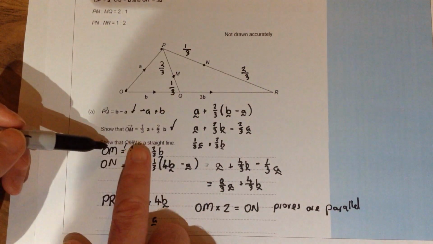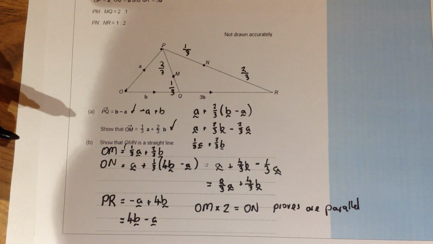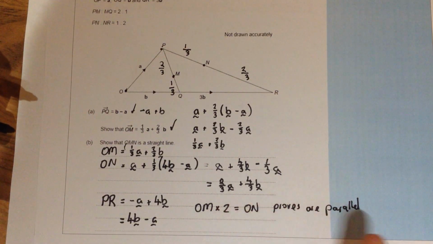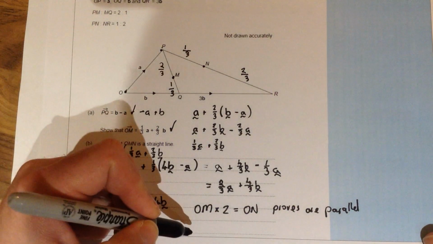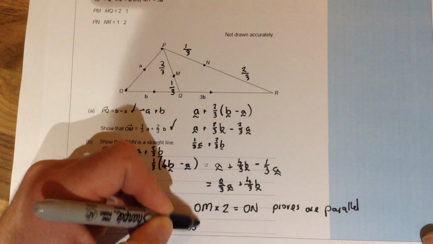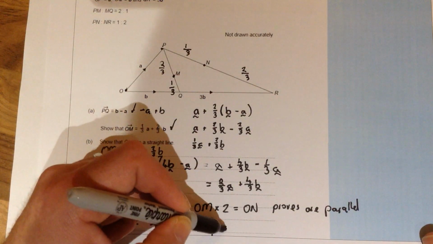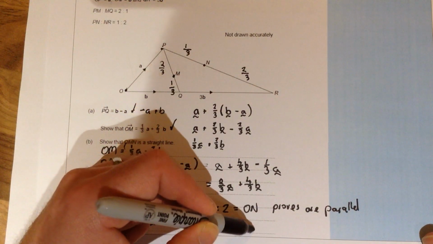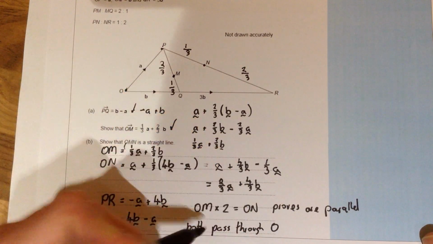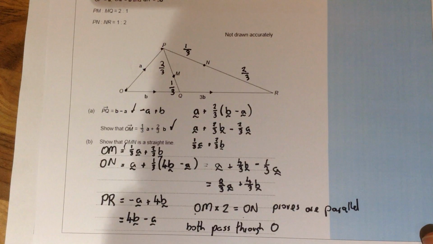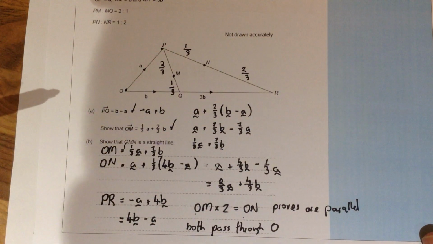In order to prove what it wanted in the question, that there is a straight line, we've got to state that they are parallel. So by showing this, we've shown they are parallel, and then we state one other thing, that both have a point in common, so both lines pass through O, which they must do, because it says O in the name of the lines. We've now proven that they're straight lines.